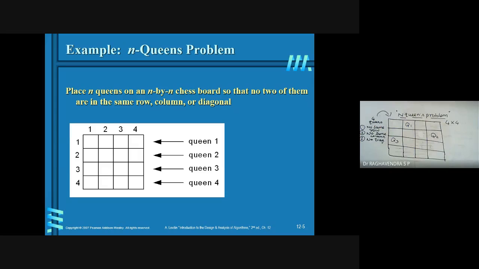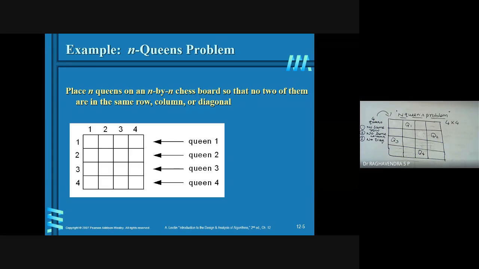Next I have to insert the last, that is the fourth queen. The first possibility is here, but it is not possible because queen 3 will clash column wise and diagonally. But here there is no clash, because none of the criteria are violated. So I can insert queen 4. So this is the one solution. This is the one solution I have placed here. The same thing we have to obtain using the state space tree.